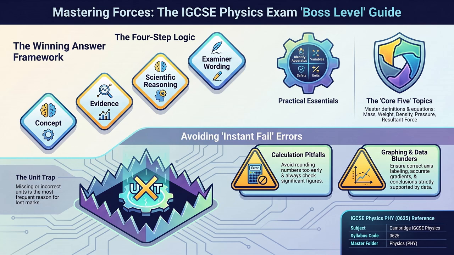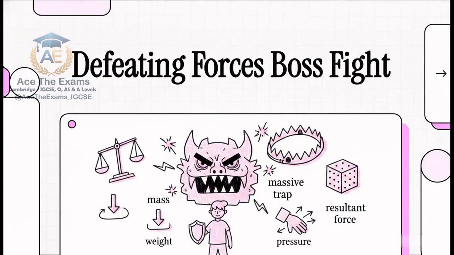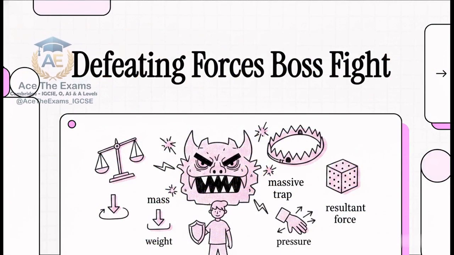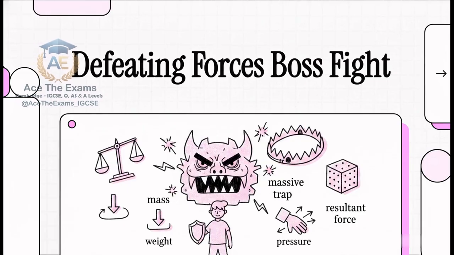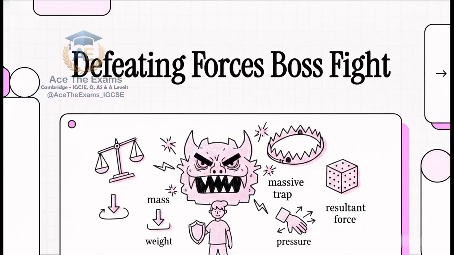If you're just memorizing the textbook for the Cambridge Physics 0625 exam, you're stepping into a massive trap. This isn't just a test, it's a boss fight. Today, we're breaking down the exact attack patterns examiners use in the forces section, covering mass, weight, density, pressure, and resultant force. Let's jump right in and look at the first trap that catches thousands of students every single year.